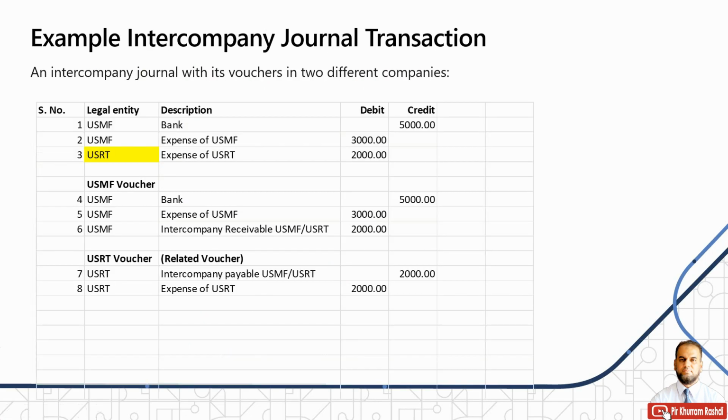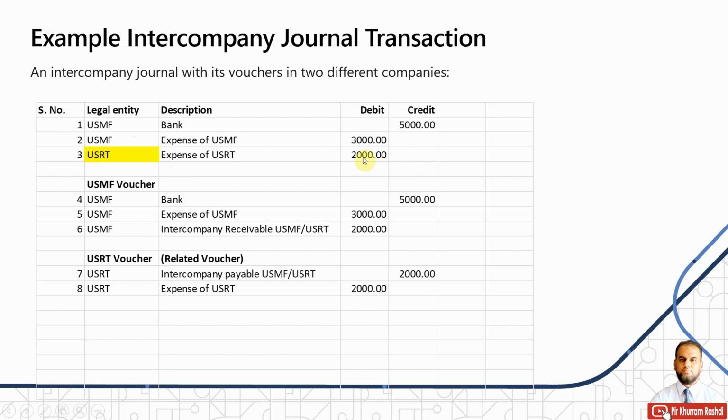So the basic example now, for example, at the top you can see there is one voucher or the main transactions shown at the top, serial numbers 1, 2, and 3. Here you can see that in USMF company, the bank is credited by $5,000, and the expense of USMF among this 5,000 is only 3,000 USD. Then 2,000 is paid for USRT on behalf of USRT. USMF is paying 2,000 from its own bank account.